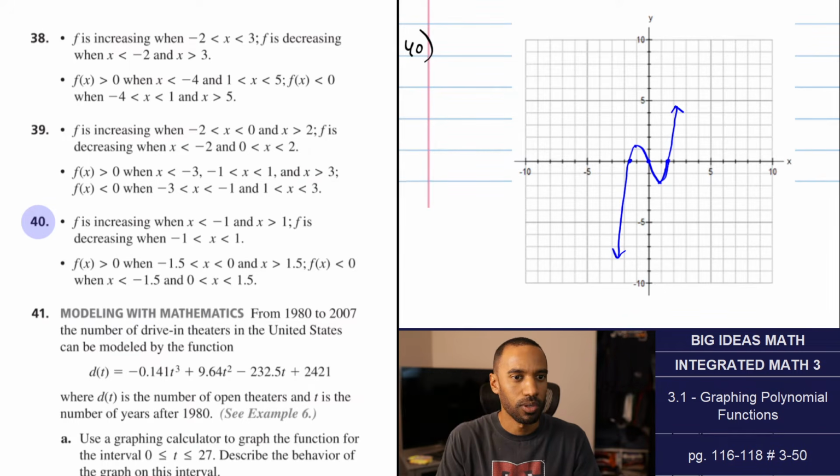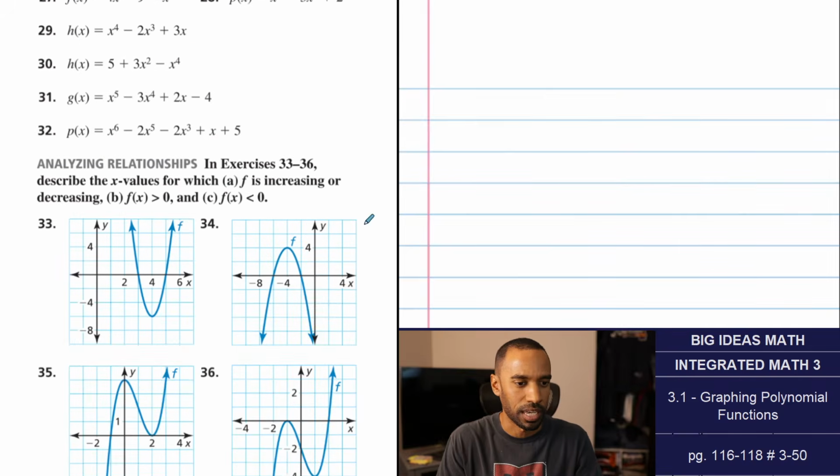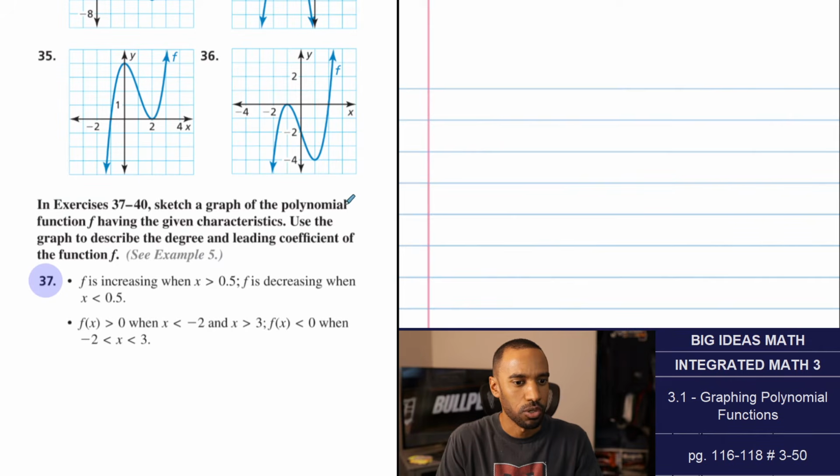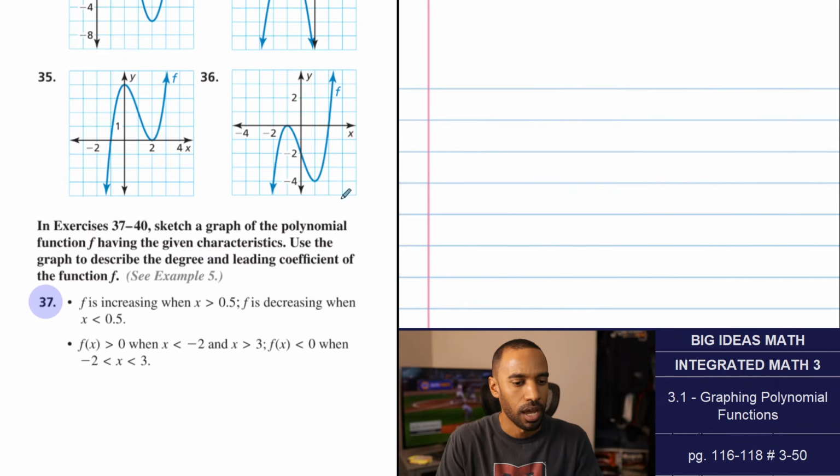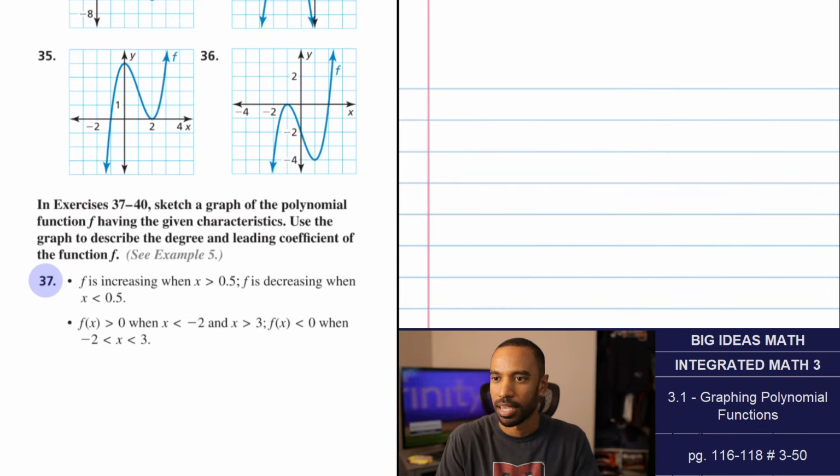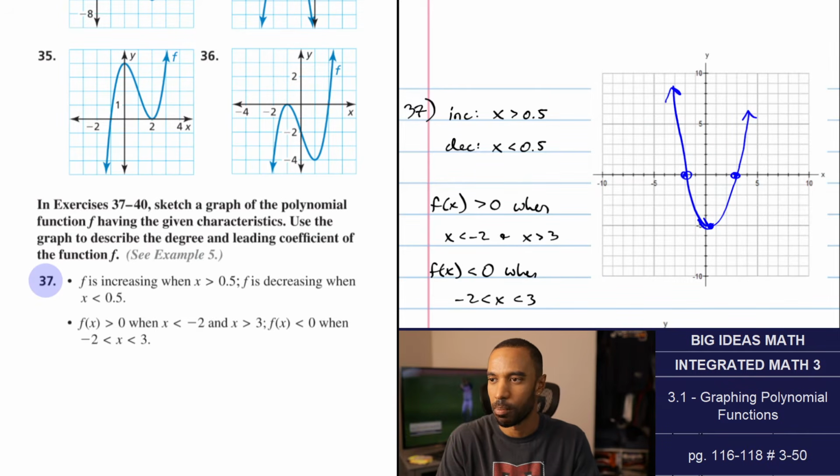Okay, they all only asked us to graph on those, right? Because that's all I really did. Sketch a graph, use the graph to describe the degree. Oh, I didn't do those. I guess I got to go back on the problems. Guys, I am so sorry. Let's go back to these ones.